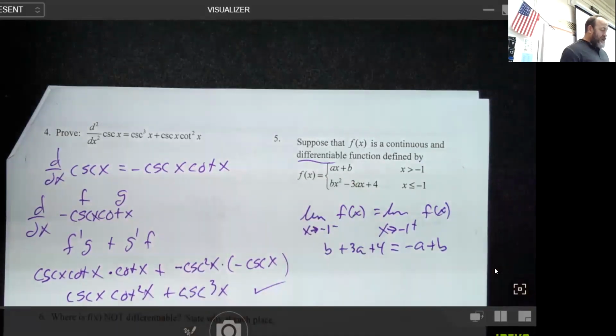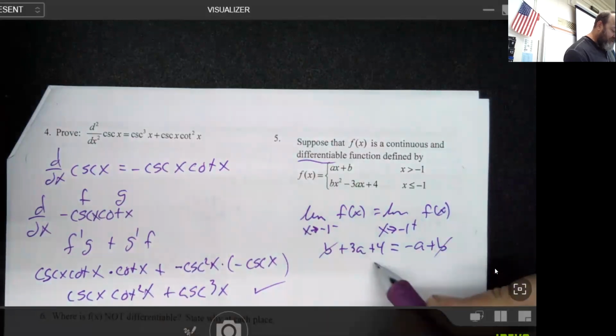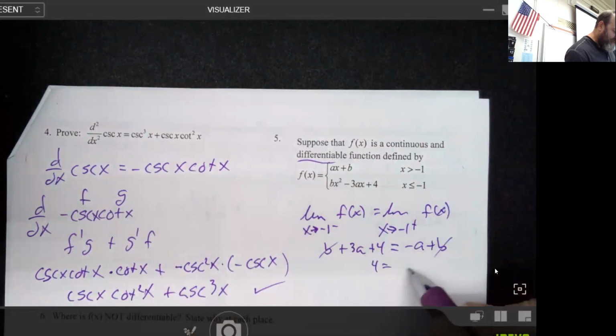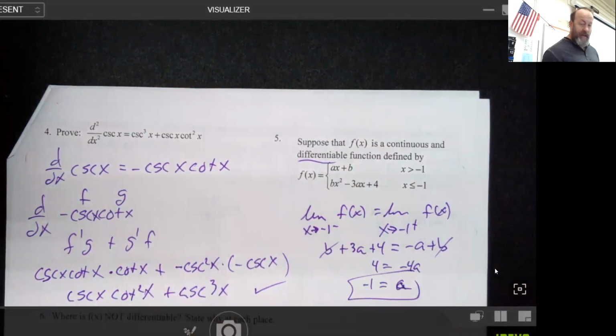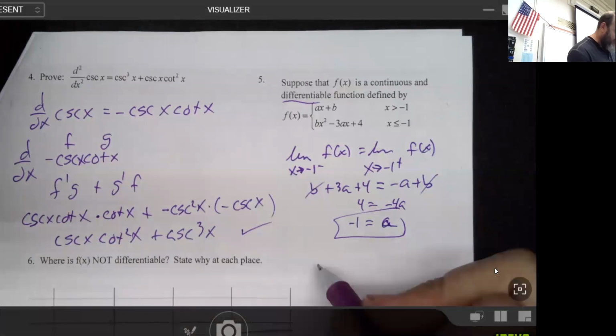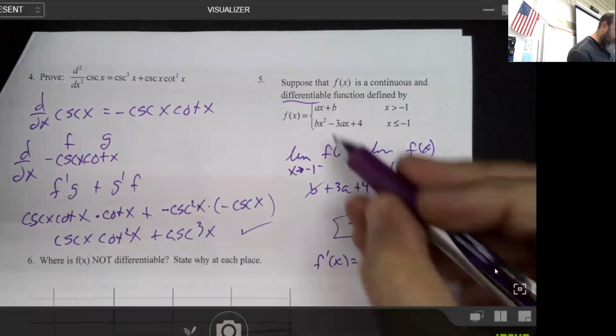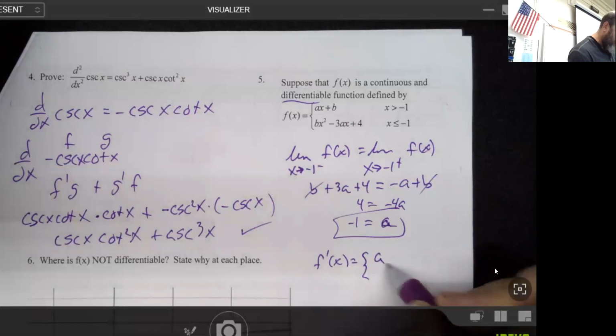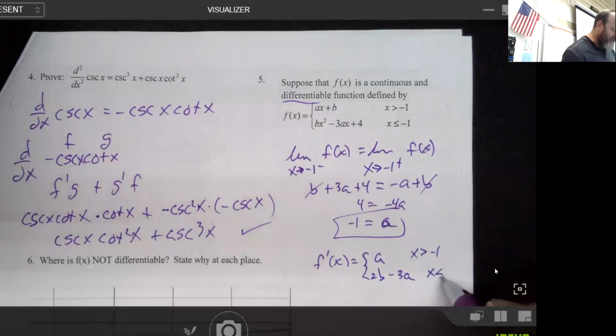Now, what that led me to very quickly is to see that I could cancel these two b's out, move the a across, and I'd have -4a. And I just found out that a somehow has to be precisely -1 for that to happen. So before I even proceed very far into this problem, I already know the value of a. In addition, if I take a look at the derivative of the function, the derivative of ax plus b would just be a for values of x above -1. This one would be 2bx minus 3a for x values below -1.